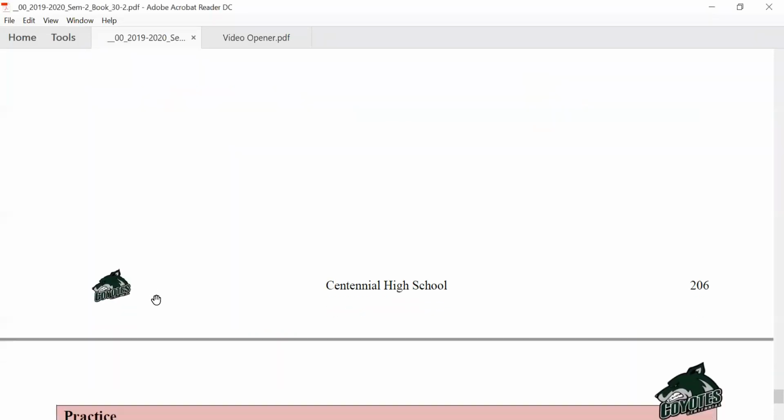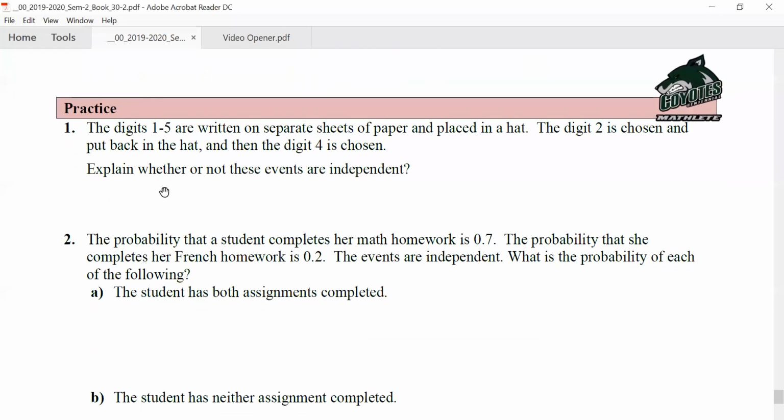Okay, that is it, my friends. As you're starting your practice here, the first question I want you asking yourself is, does order matter? And then, does the first event affect the second event? We need to be able to combine these things together. Is it a permutation or a combination, or am I talking about an independent or dependent question?